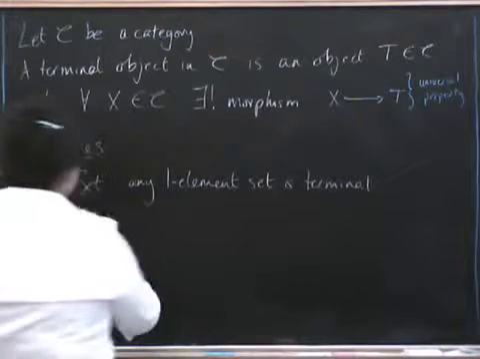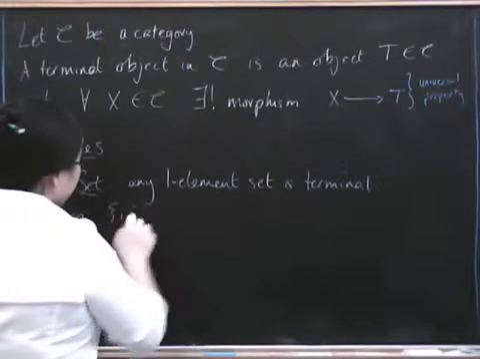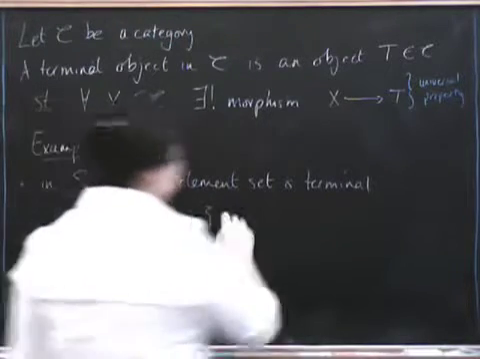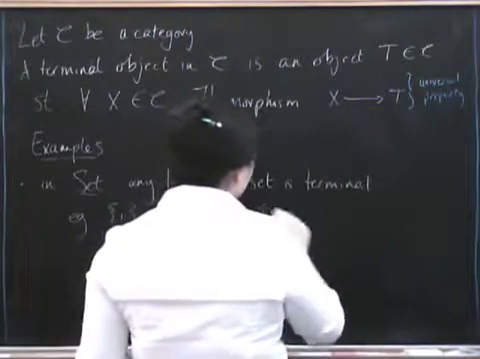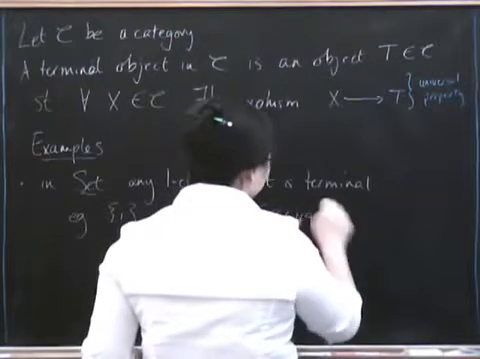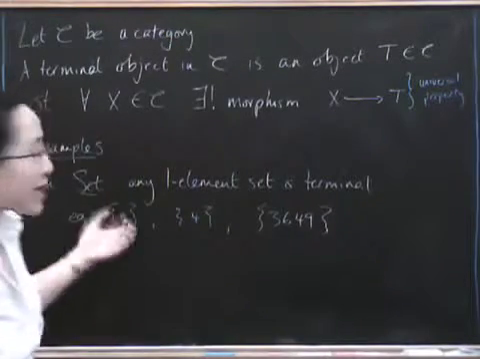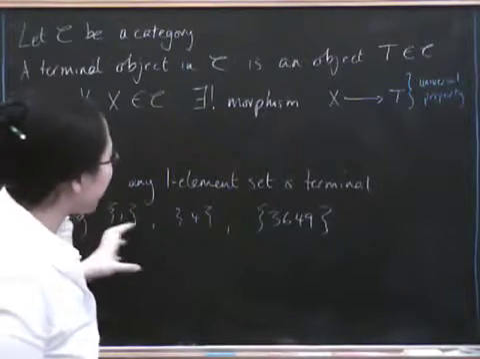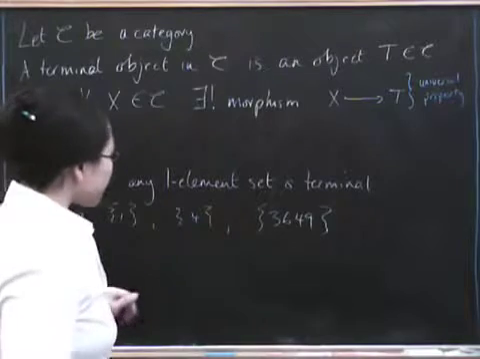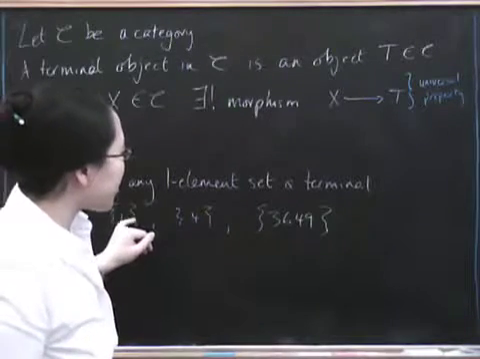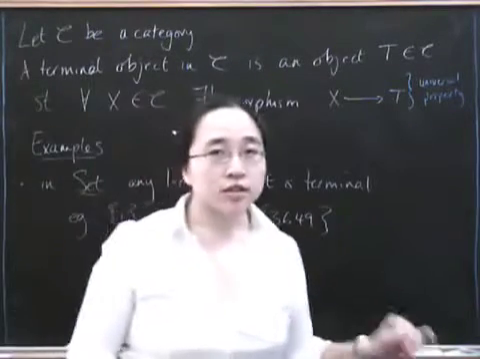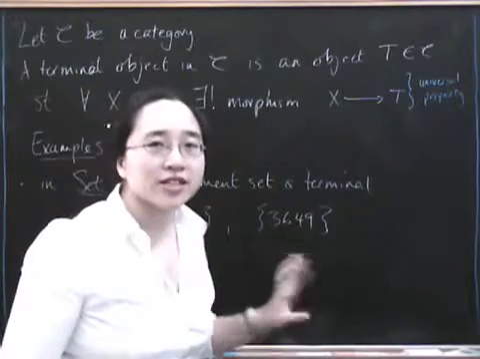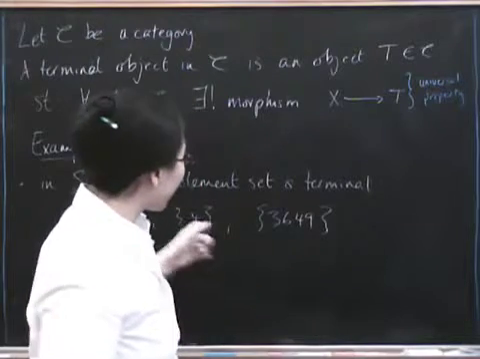So, for example, the set containing 1 is terminal, but also the set containing 4 is terminal, and also the set containing 3,649 is also terminal. It doesn't matter what your element in there is. As long as there's only one element, precisely one element, then it's terminal. Now, one thing you'll immediately notice from this is that there isn't only one terminal set. However, all these terminal sets are really very similar to one another. It doesn't matter what the one object is.